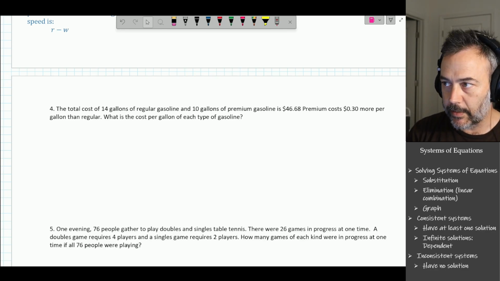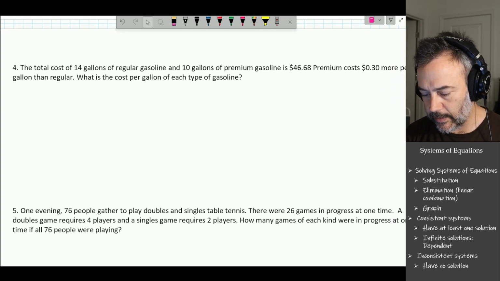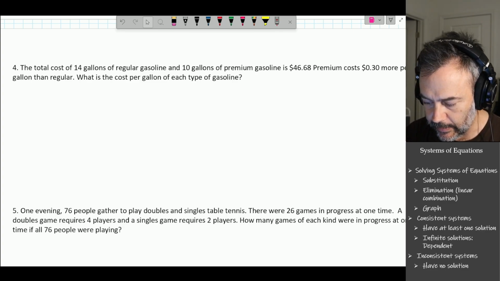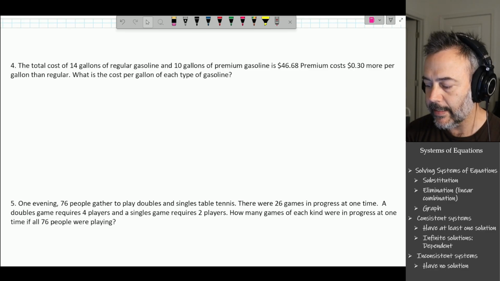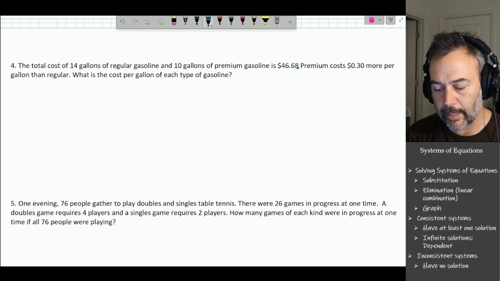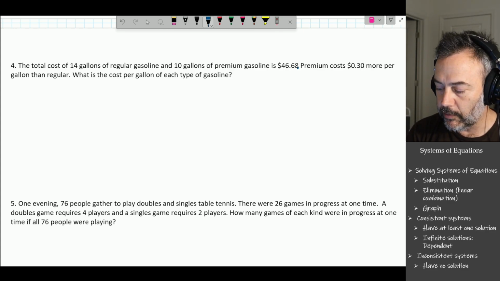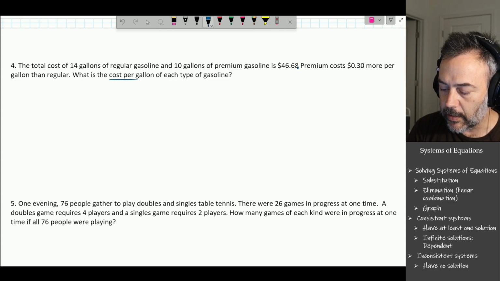When you're setting up a system of equations like this one, it says the total cost of 14 gallons of regular gasoline and 10 gallons of premium gasoline is $46.68. Premium costs 30 cents more per gallon than regular. What's the cost per gallon of each gasoline? You should always start out by writing down variables for what you don't know. And they're asking, what's the cost per gallon of each type of gasoline? Make variables. So you could let premium be P in dollars per gallon.